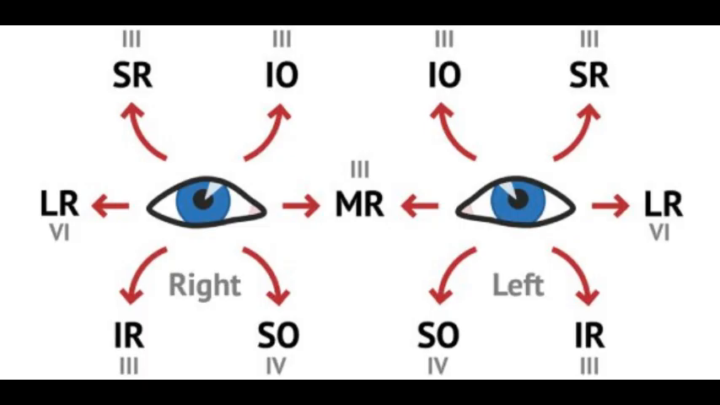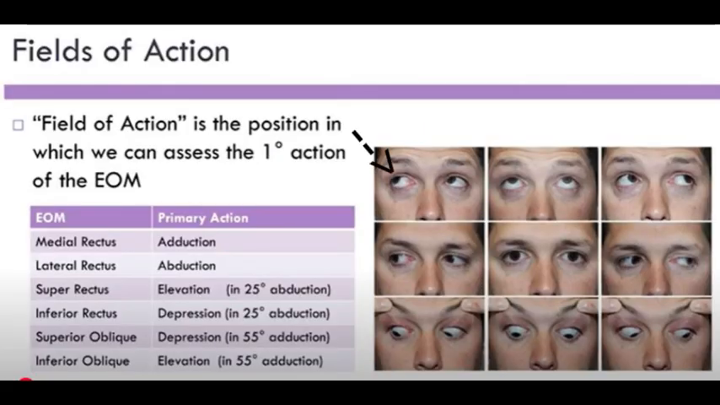So going back to this diagram, you can see that this is the action. So this eye is actually abducted and elevated. So this particular eye is telling us, oh, this is the action of the superior rectus muscle, the right superior rectus muscle. This is moving to the right. So basically, this is actually being pulled by the right lateral rectus muscle.